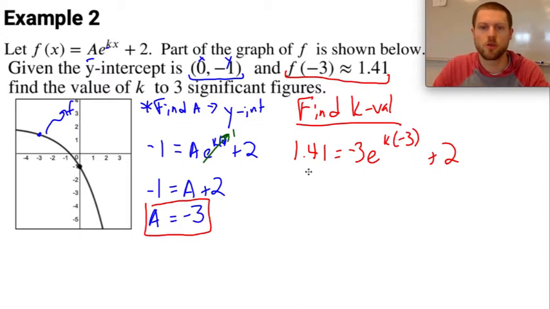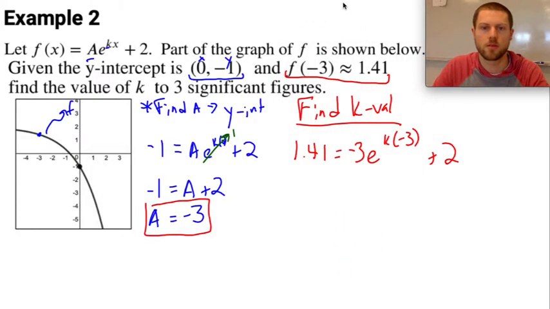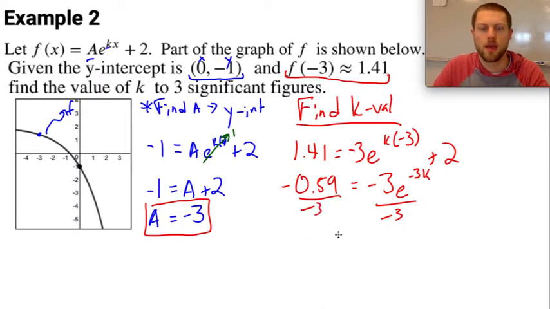All right, so I'll subtract 2 from both sides, and let me just punch that into my calculator. I think that comes out to be -0.59. It's going to equal -3 e to the -3k. Next, we'll divide both sides by -3. And let's just leave this as it is right now. We can make them both positive, since that's negative divided by negative. So this is going to now be 0.59 over 3 is going to equal e to the -3k power.